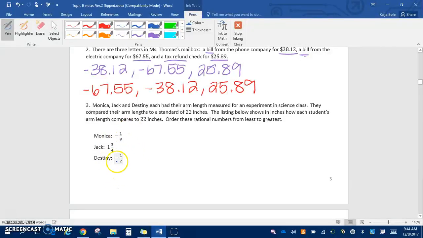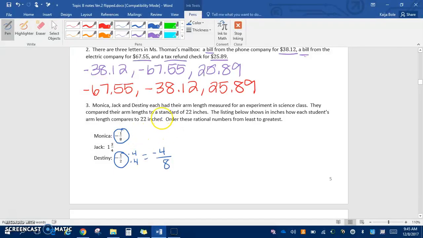So here we've got some fractions. In order to compare fractions, we're going to need common denominators to help us out. So we only have to do it for the negatives because we see that Jack's number is positive. So we have negative 1/8 and negative 1/2. So I'm going to convert both of these to be eighths. So that means I have to multiply the second one by 4 on the bottom and 4 on the top. So I'd have negative 4/8, and then I'd still have negative 1/8 up here.